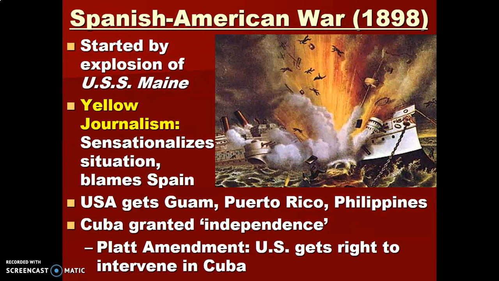And then it says, what countries did the U.S. receive after the Spanish-American War? We get 3: Guam, Puerto Rico, and the Philippines. Technically, we get Cuba too, but Cuba immediately becomes its own country.